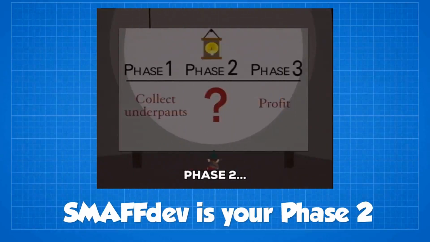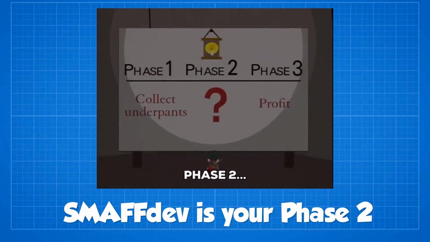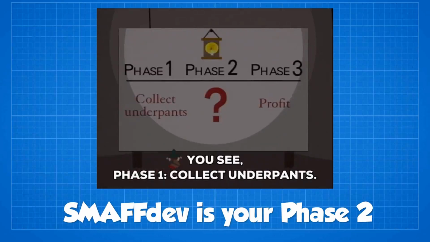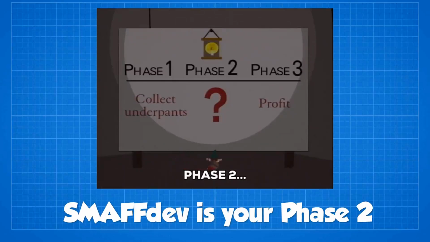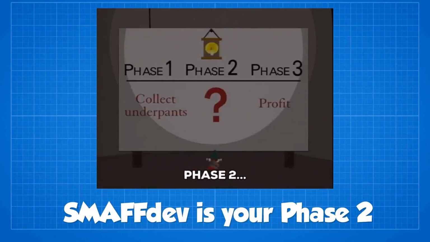Like the underpants gnomes from South Park, many people know what they want to do, collect underpants, and they know they want to make a profit. What they don't know is the step that's missing in between. SMAFFdev is the magical ingredient that's missing from your phase 2.